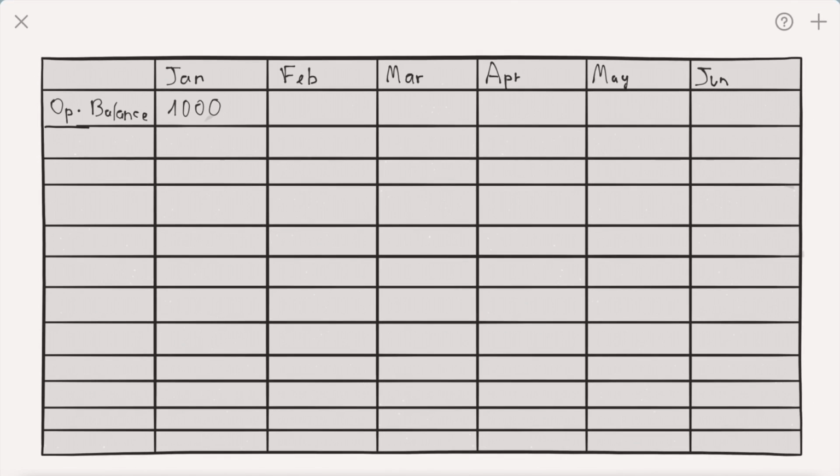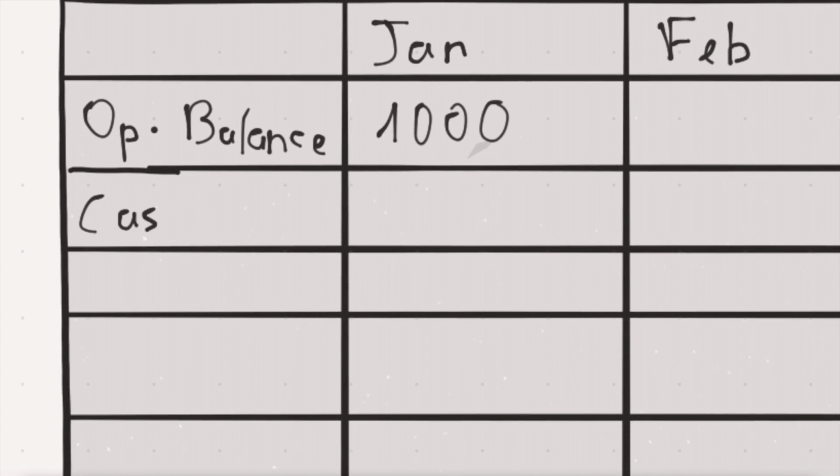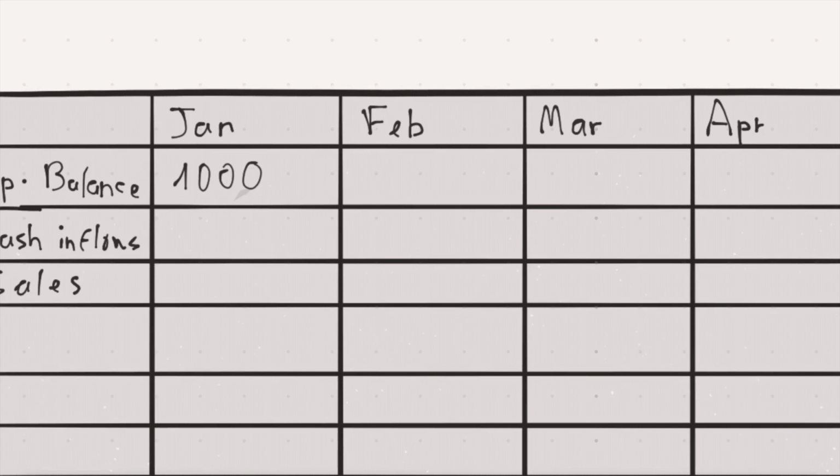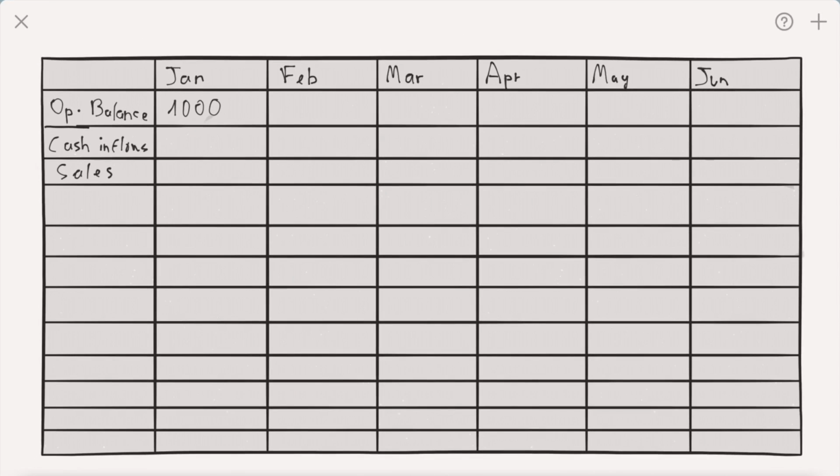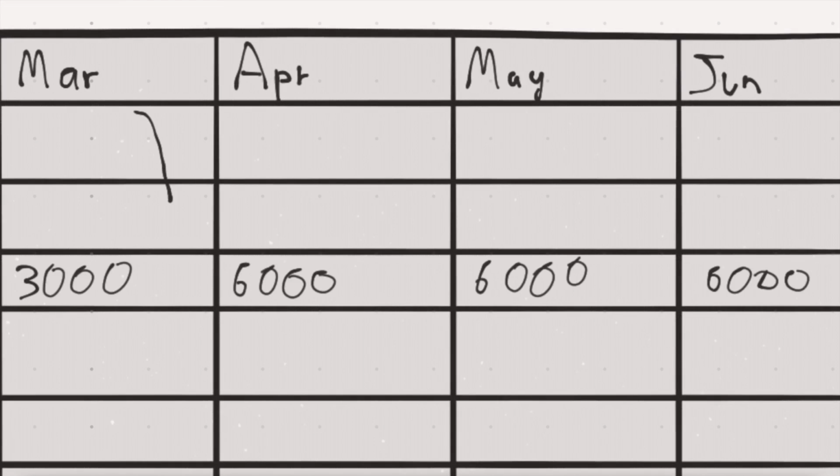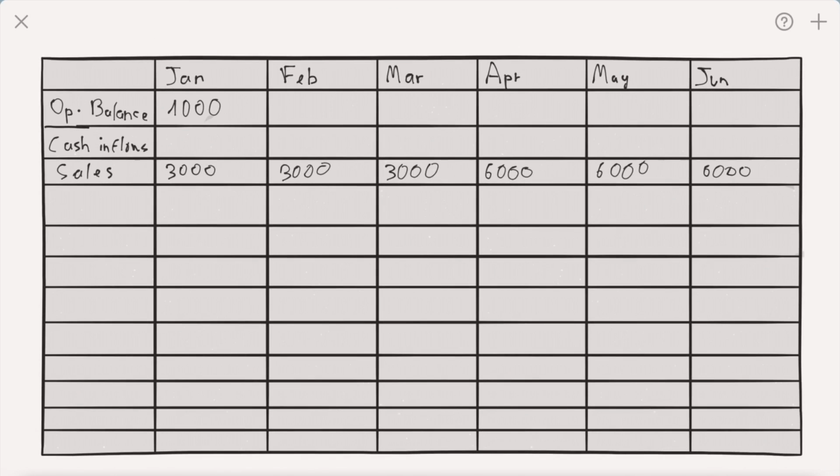Next, let's start with the inflows, the cash inflows that a company gets. Okay, so there can be many different types of inflows. The most common ones are sales. So let's start with sales. It is also usually given the amount of sales that a company is doing for each month. In this case, from January to March, the sales of the company are $3,000, and from April to June are $6,000. So as we can see, starting from April, the sales of the company doubled.